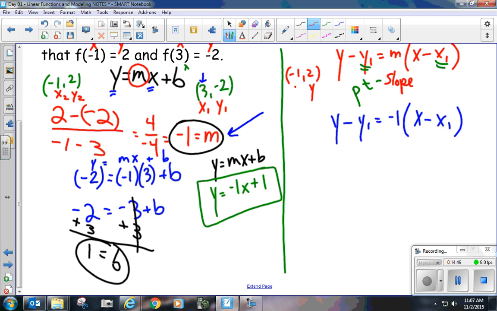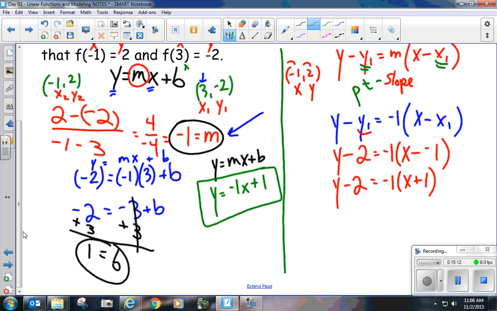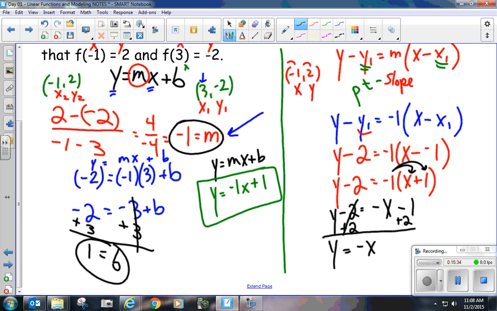So it's y minus whatever my y coordinate is, 2, equals negative 1 times x minus whatever my x coordinate is, negative 1. So y minus 2 equals negative 1 times x plus 1, right? What happens when I distribute that negative 1? All you get is negative x. Then what do I do to get y alone? Add 2 on both sides. And what do you think I'm going to end up with when I add 2 to both sides? y equals negative x plus 1, which is the same thing. You don't have to use it, but you never have to figure out an intercept again. You can use either one.